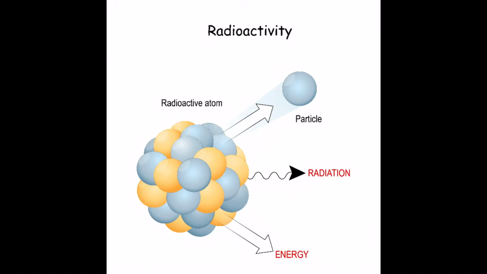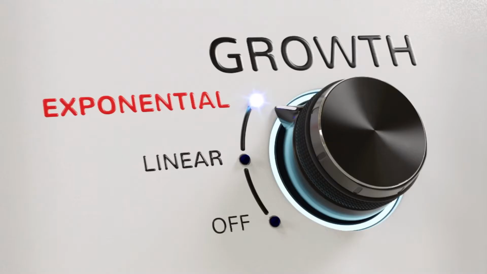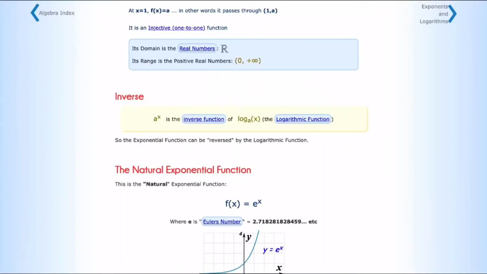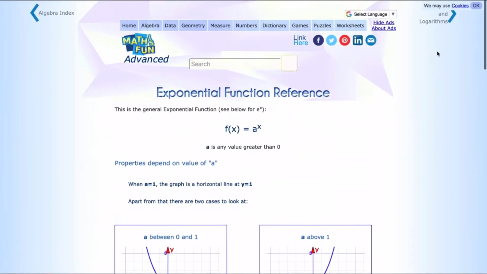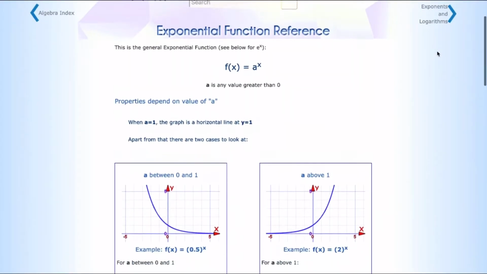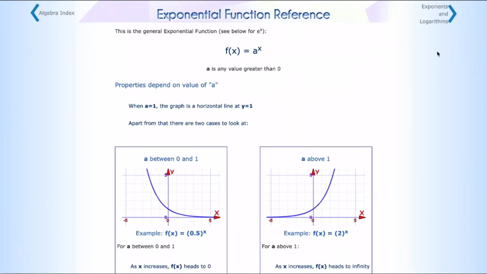Half-lives are a good example of an exponential function. We can use half-lives to model a decaying exponent. Before we get into that, it is important to understand what an exponential function is. In an exponential function, the independent variable, or x value, is the exponent, while the base is a constant.